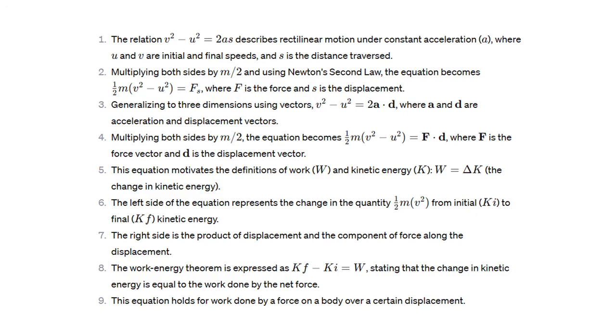The work-energy theorem is expressed as the difference between the final and initial kinetic energies, K_F minus K_I, equals the work done, W. This equation states that the change in kinetic energy is equal to the work done by the net force. It holds true for work done by a force on a body over a certain displacement.